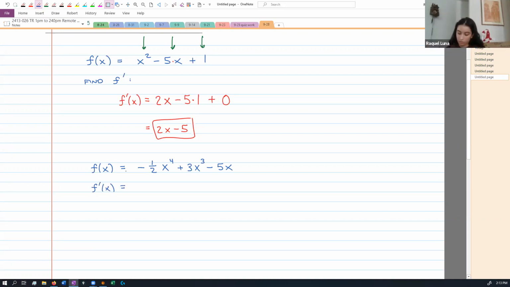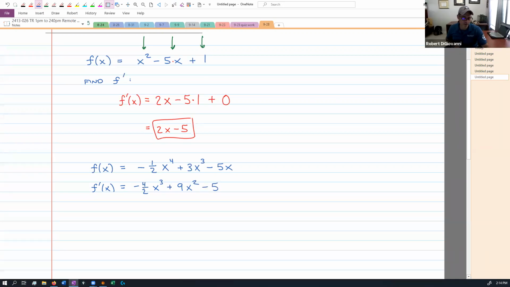I got kind of stuck on the first part, but I got -4/2 x to the third plus 9x squared minus 5. Okay, that's right. Perfect. Just turn the -4/2 into -2. Right, so that just becomes -2. So you just do them individually, power rule on each one, right? Constants come for the ride.